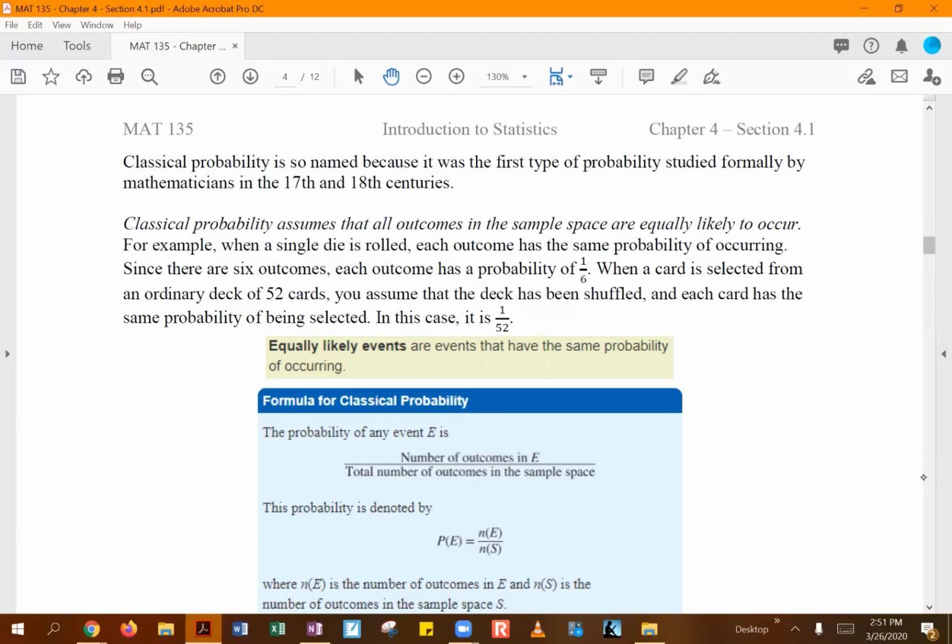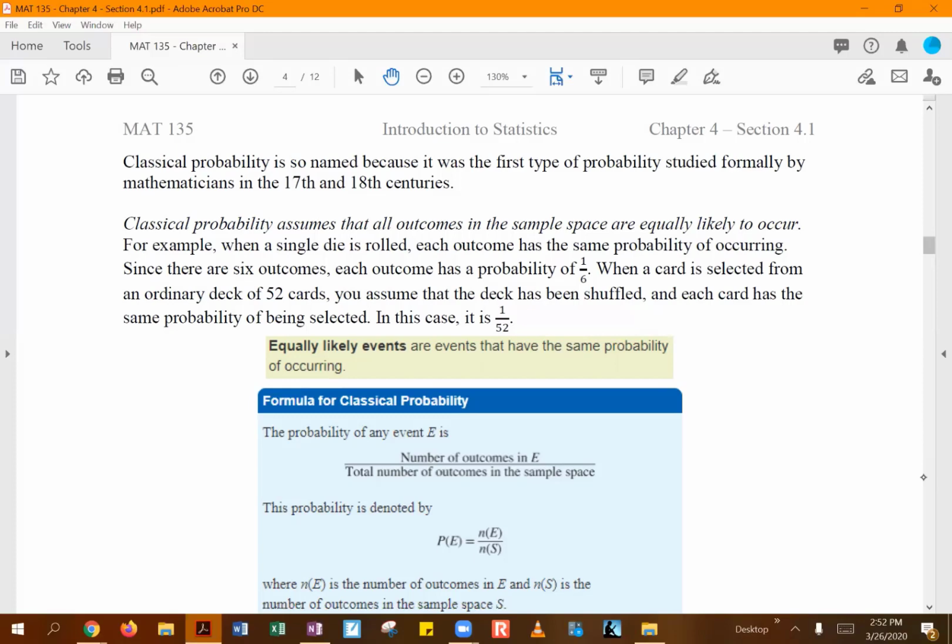Think about flipping a coin. If you flip a coin, you're going to get either a head or a tail. So that's 2 outcomes, which means the probability of getting a tail is 1 out of 2, and the probability of getting a head is 1 out of 2. In that same sense, consider selecting a card from a deck of 52 cards. If you shuffle the deck and pick one card, the chance of getting a 3 of hearts or an ace of clubs is the same, 1 out of 52.